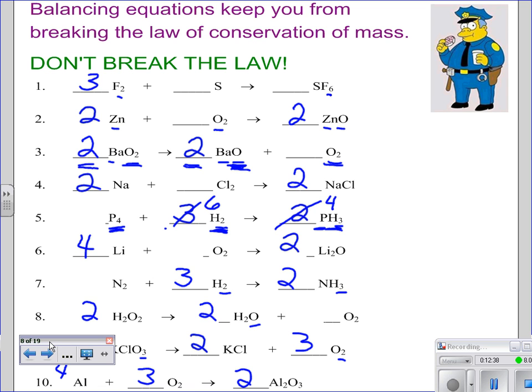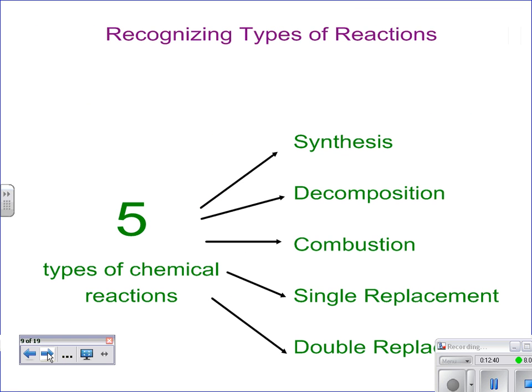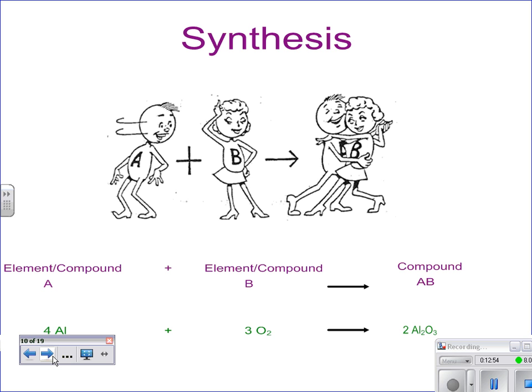So now that we've got balancing tackled, we want to be able to identify different reaction types, and there are 5 main types of reactions, and you have this on the back of your paper. The first one we want to look at is something known as a synthesis reaction. What does it mean to synthesize something? To make or create something.